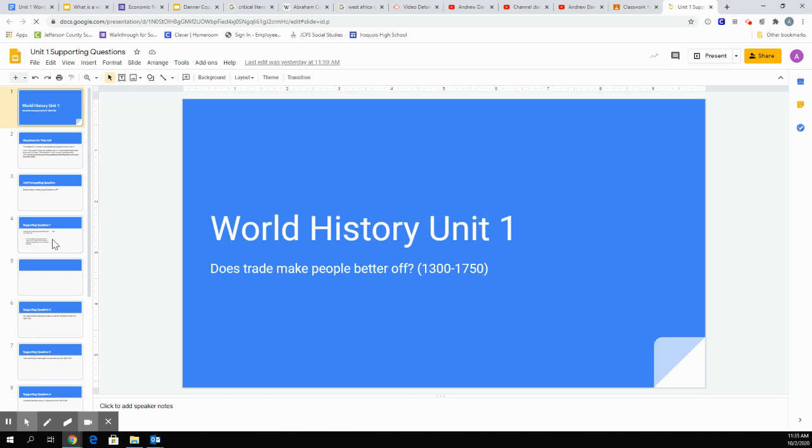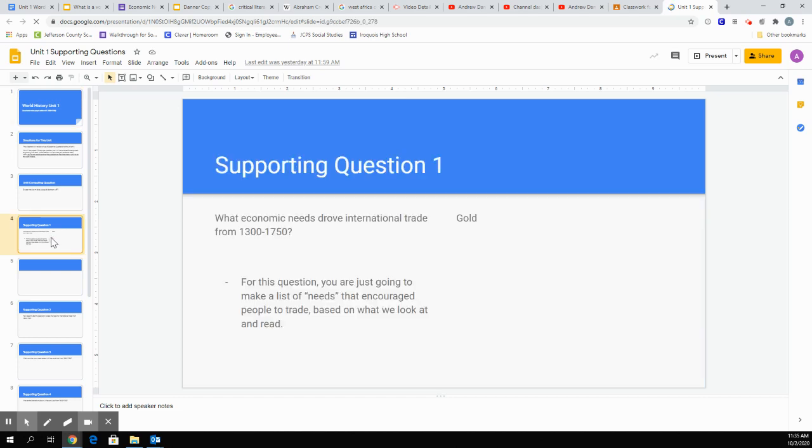So we're going to be working on supporting question 1: what economic needs drove international trade from 1300 to 1750? For this question you're just going to make a list on this side, and I have one up here, and you'll see what that's going to look like. You're going to make a list of the needs that encouraged people to trade based on what we looked at and read. So keep that in mind.